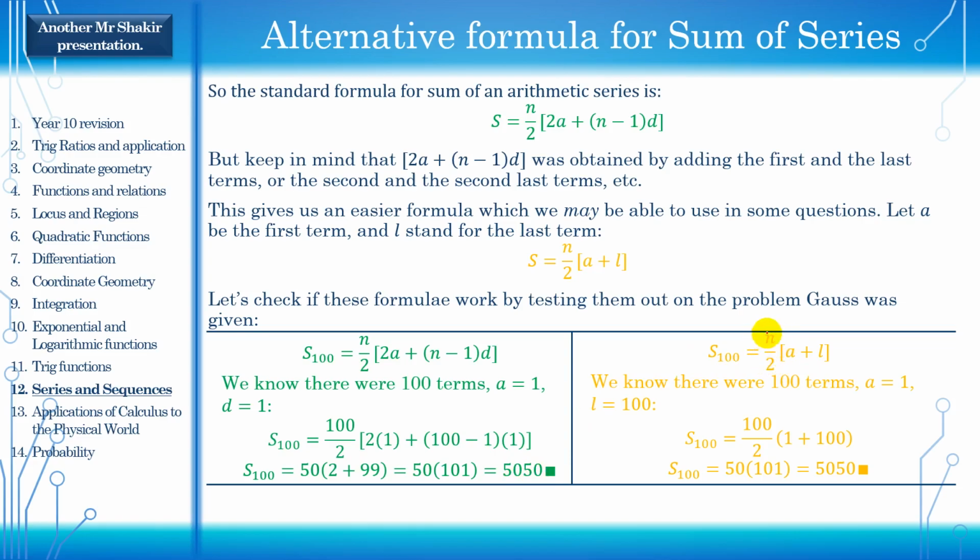Let's say we use the alternative formula. Now, how many terms are there? n is how many terms? There's 100 terms, right? First term is 1, last term is 100. So 100 over 2, 1 plus 100. Put that on the calculator, you get the same answer.